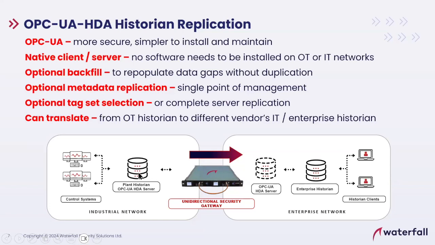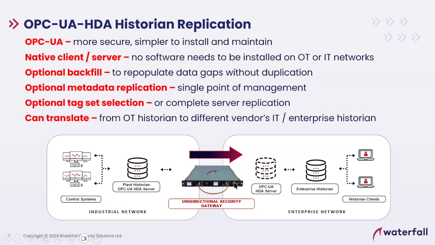The other features of OPC that you've come to expect, metadata. What does that mean? That's tags. You define the tags on the OT network, on the industrial network, and if you choose, it's optional, you press a button. You say, if I see new tags in the plant historian, I want those tags made available on the enterprise network.